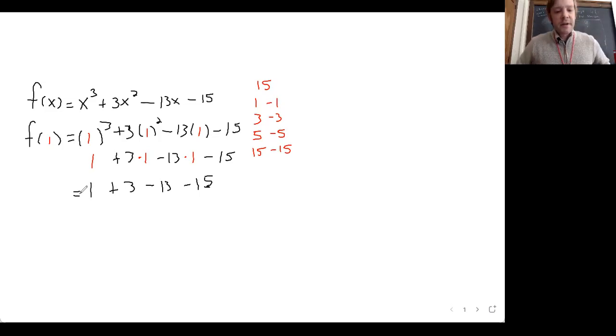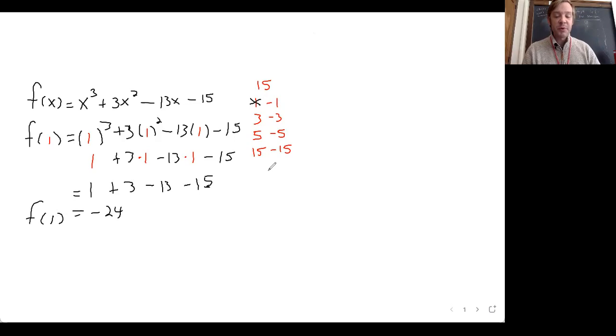So we see here that we have 1 plus 3, which gives us 4. 4 minus 13 gives us negative 9. And negative 9 minus 15 gives us negative 24. So if this all combines to get negative 24, then we know that 1 is not a solution here, because if we get any number other than 0, then we do not have a solution. So 1 doesn't work. I can cross this 1 out, and I can go on to try the next number.